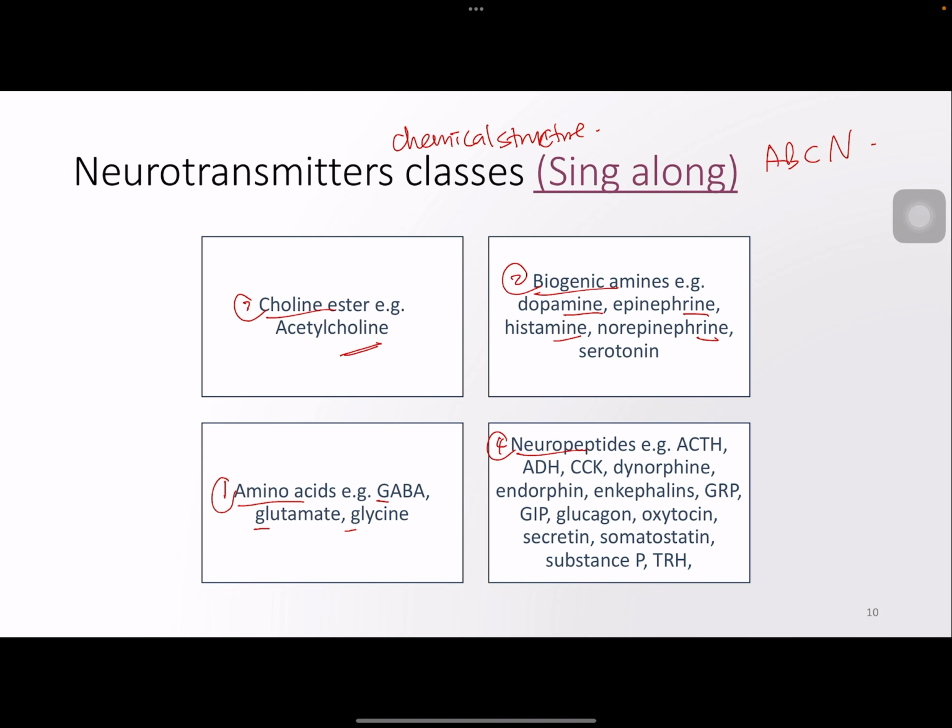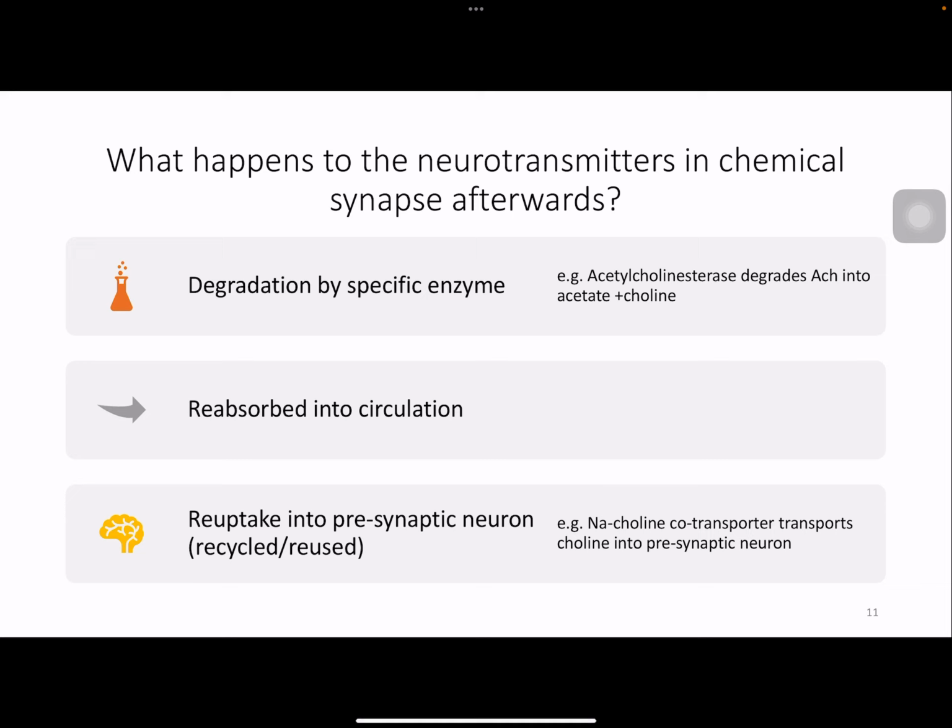Right. So what do you think happens to the neurotransmitters after it has completed its job of transmitting the information to the postsynaptic neuron? So there are three fates of this neurotransmitter. We go with the 3R. The first, it rots, okay, or a more suitable term is degradation by specific enzyme.